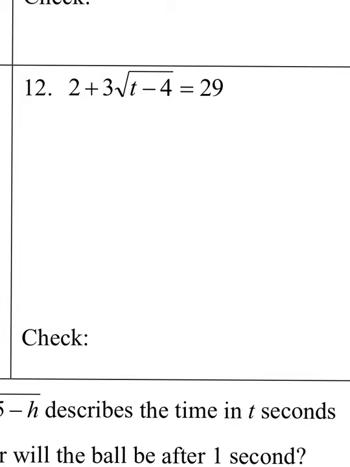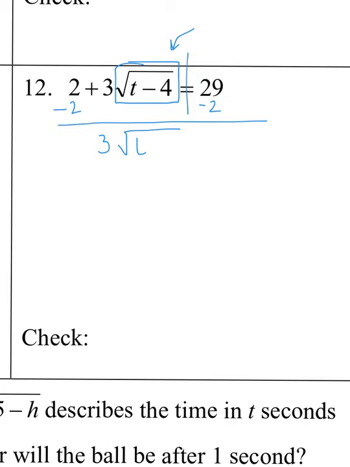The last one that we'll do in this lesson is number 12. What we want to do is isolate the radical on the left side of the equation. So that means we first need to move the 2 and the 3. If we subtract 2 from both sides, we're left with 3 times the square root of t minus 4 equals 27. From here, it's 3 times the square root, so we're going to do the inverse of multiplication and divide by 3 on both sides of the equation. And we're left with the square root of t minus 4 equals 27 divided by 3 is 9.